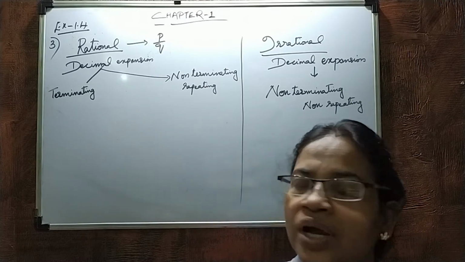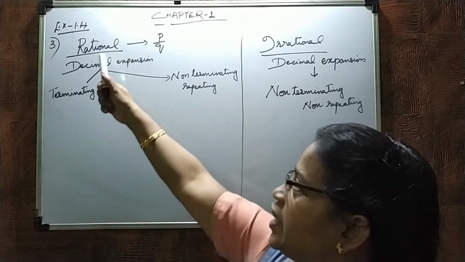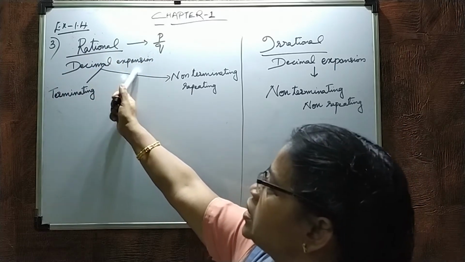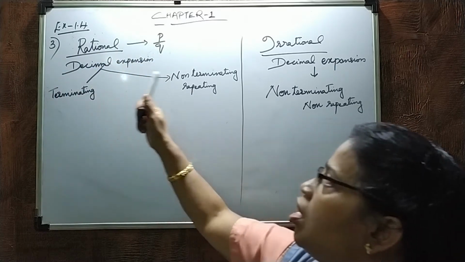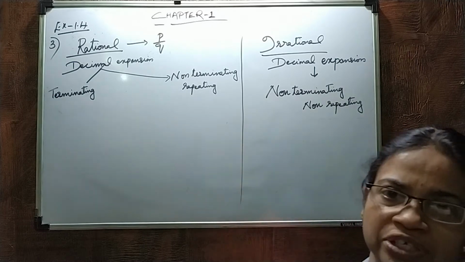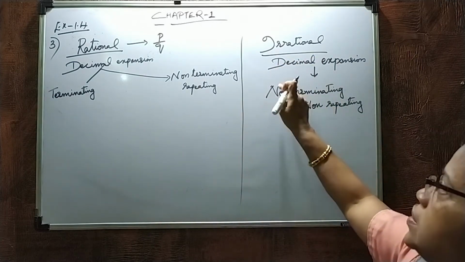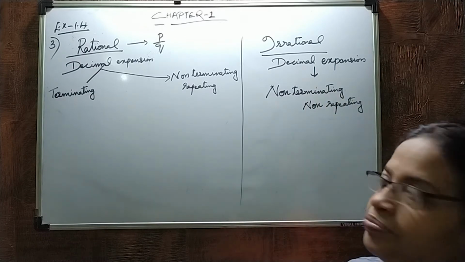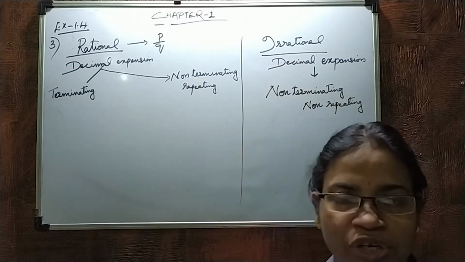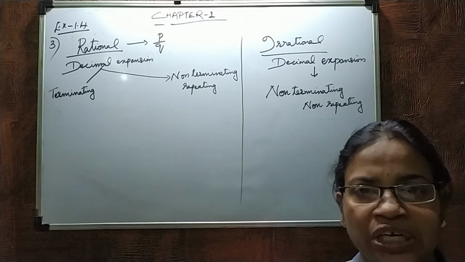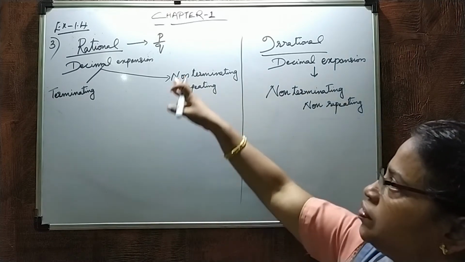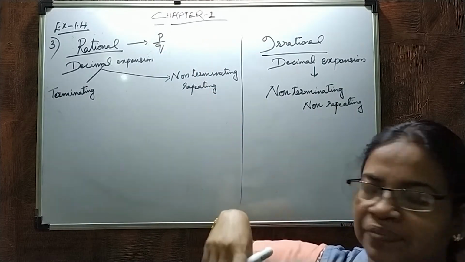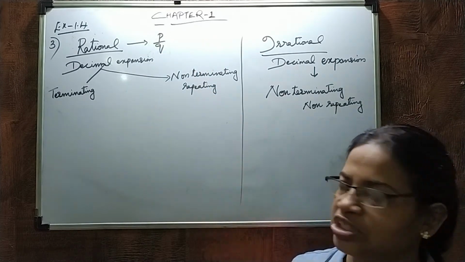Now look, I wrote it like this. Rational numbers should be in the form of P by Q and the decimal expansion will be terminating or non-terminating repeating. For irrational numbers, the decimal expansion will be non-terminating, non-repeating, and it is not in the form of P by Q, like root 2, root 3, etc. It goes on. And this one will be 2 by 5, that fractional form we can say.